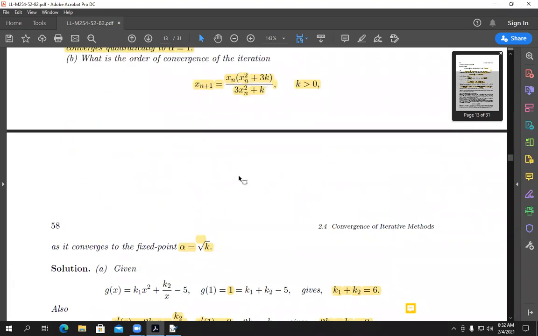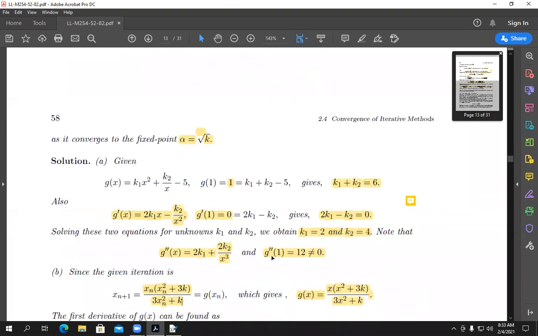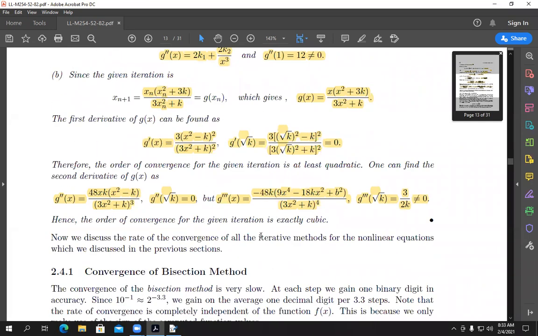And in the exam, in place of k, I put any other number, right? I say this sequence converges to the fixed point alpha equal to √3, so k is 3. It means I put 9 here and 3 here. Same thing, in place of this, I put k equal to 3. So you can do the same thing, and then you have to show the first derivative should not equal 0. Stop here. No need to go for the second one and the third one.